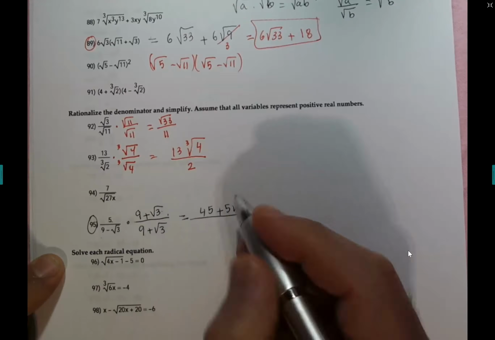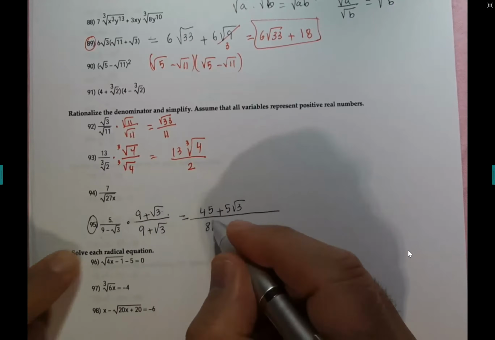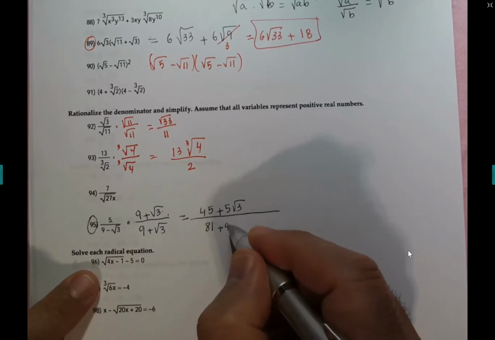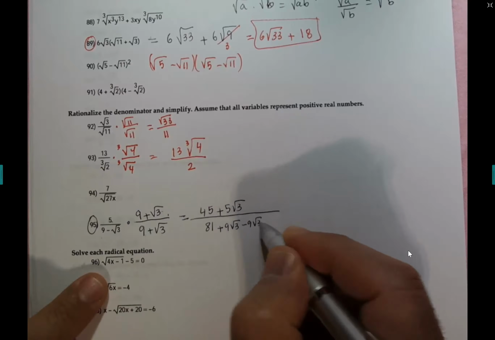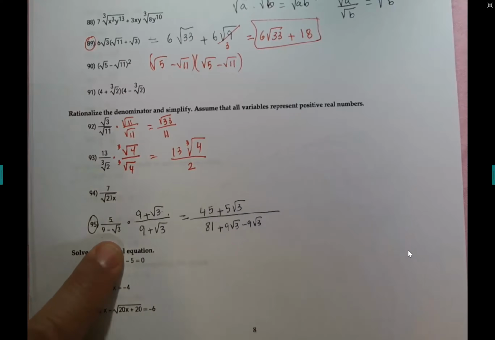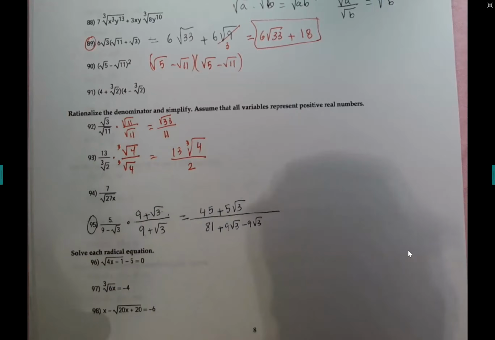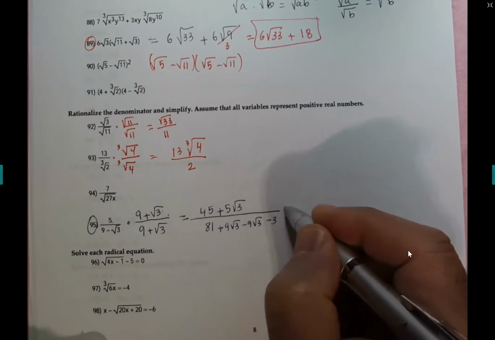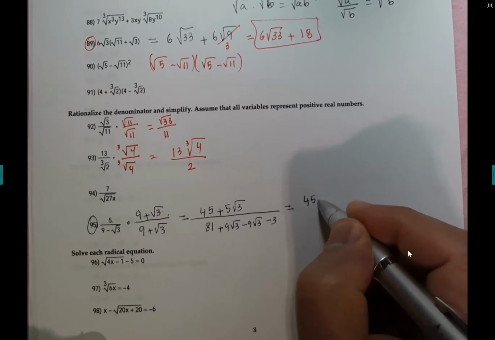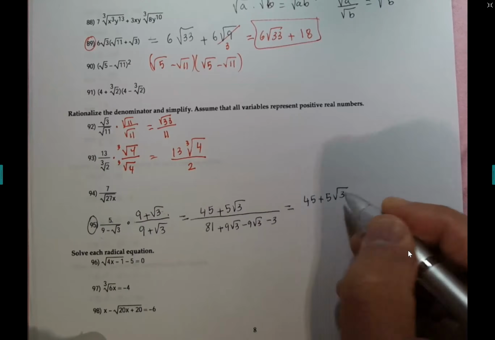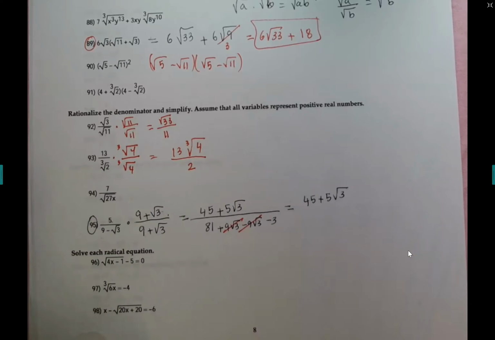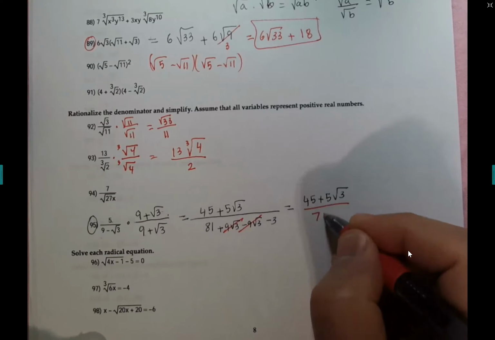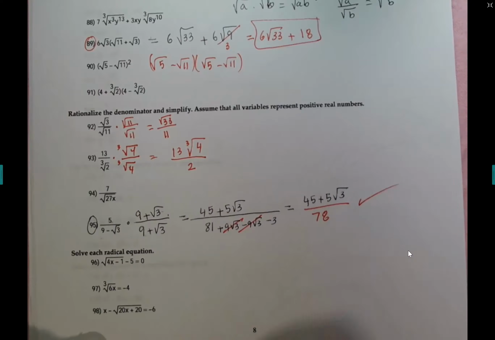9 times 9 is 81. 9 times square root of 3, it's 9 square root of 3. And this is going to be minus 9 square root of 3. And then finally, minus square root of 3 times square root of 3 will be minus 3. So you guys get 45 plus 5 square root of 3. This and that cancels out. And 81 minus 3 is 78. That's it.